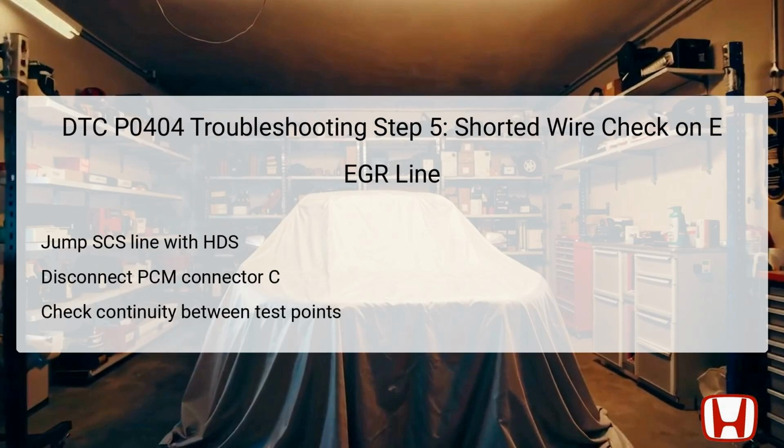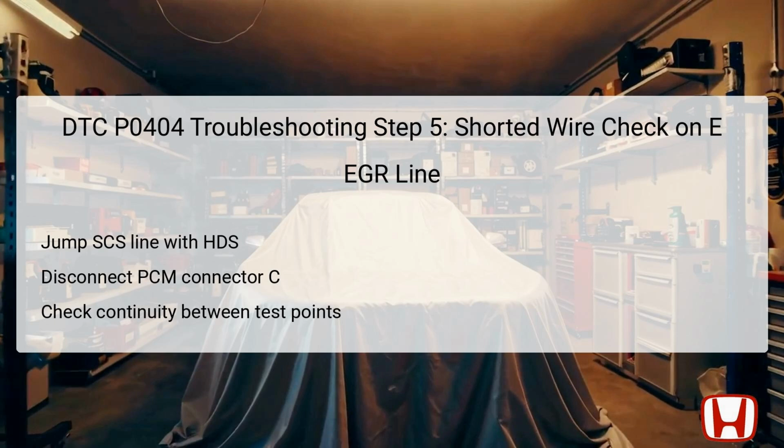In this step, test for a short circuit on the EGR line, which connects the ECU to the EGR valve. Use the HDS scan tool to jumper or simulate EGR signals on the SCS line to check for abnormal conditions. Then, with the vehicle's ignition in off, disconnect the PCM connector C at pin 13, PUR wire. Measure continuity between this pin and the body ground. If there is continuity, it suggests a short circuit causing interference or incorrect signals, necessitating wiring repair or replacement.